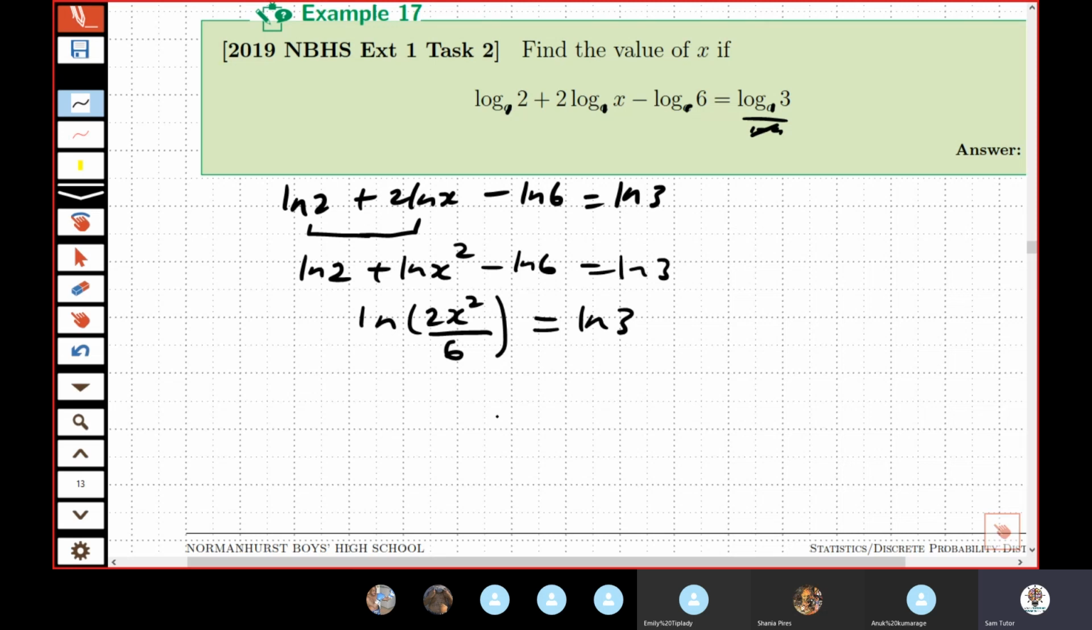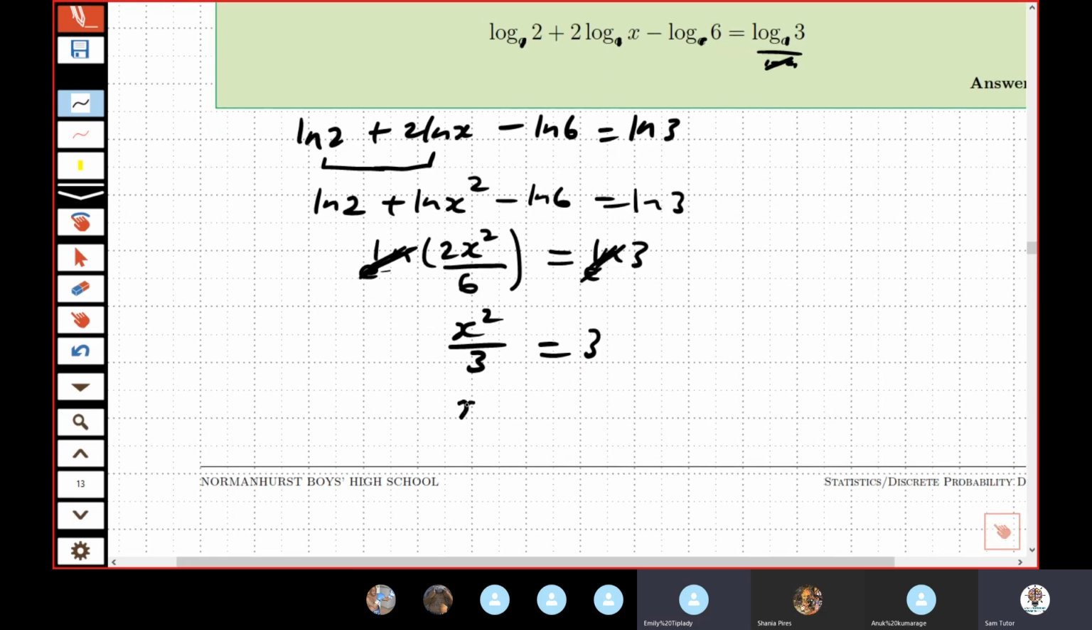How do I get rid of the logs? You put the e so it can get crossed out. Yep. Exponential, pretty much gone. Eventually, as you guys get stronger and stronger, I think you will avoid the e. You'll just go, oh yeah, log's gone. Once you only have a log on one side and a log on the other side, it can't have any number in front of it. Okay, so you're left with what? 2x squared over 6 is 3.